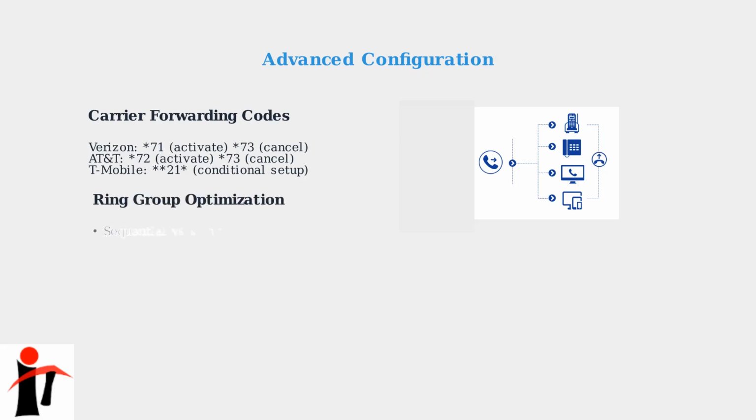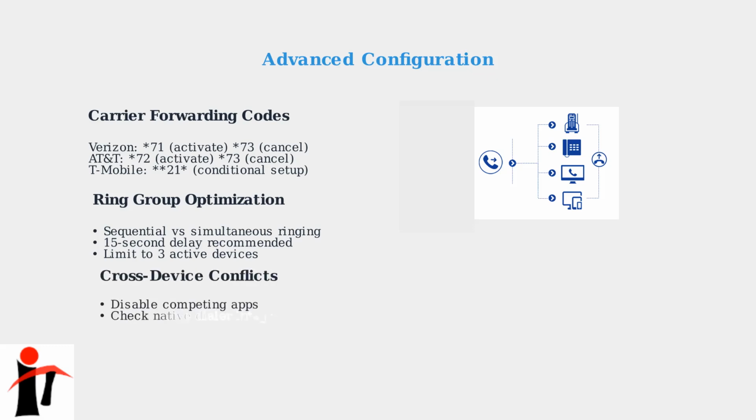Ring groups determine how calls are distributed across your devices. Simultaneous ringing can cause conflicts, while sequential ringing provides better reliability. Cross-device conflicts occur when multiple devices compete for the same call. This is especially common in business environments with desk phones and mobile devices.